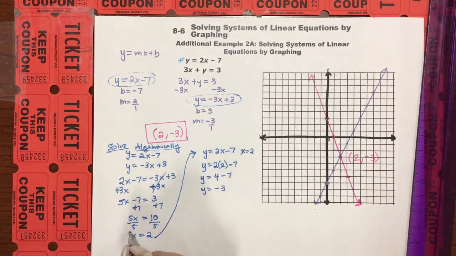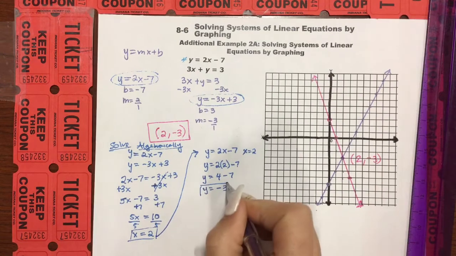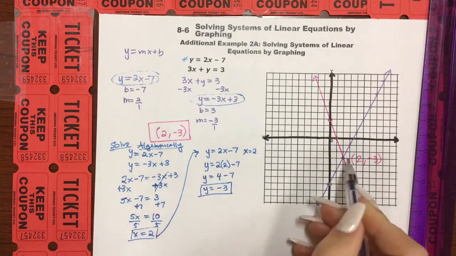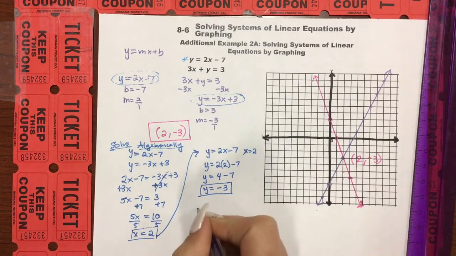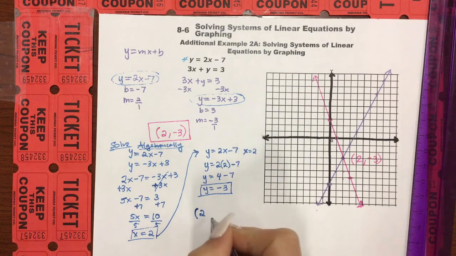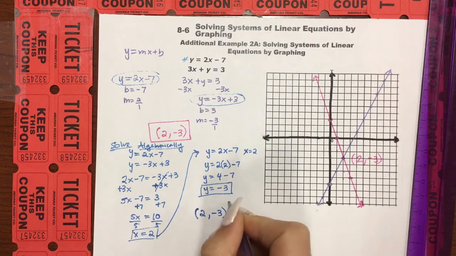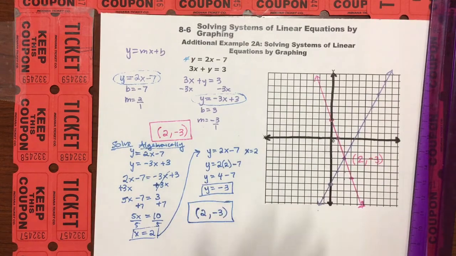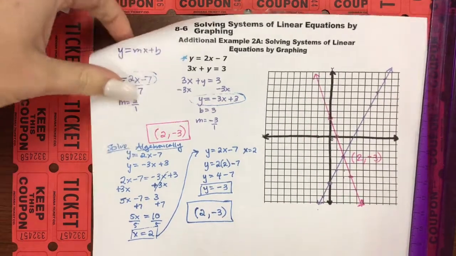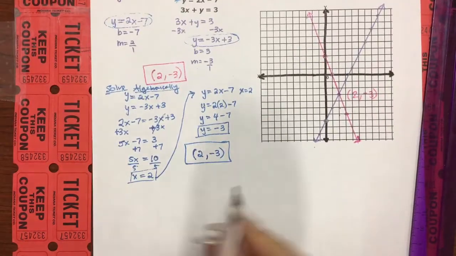Perfect. I have my x equals 2, y equals -3, which is the same thing here. It's the point on the graph. So I can write my solution as x is 2 and y is -3. That is the point of intersection. That is the answer. Let's go ahead and check this by hand now.